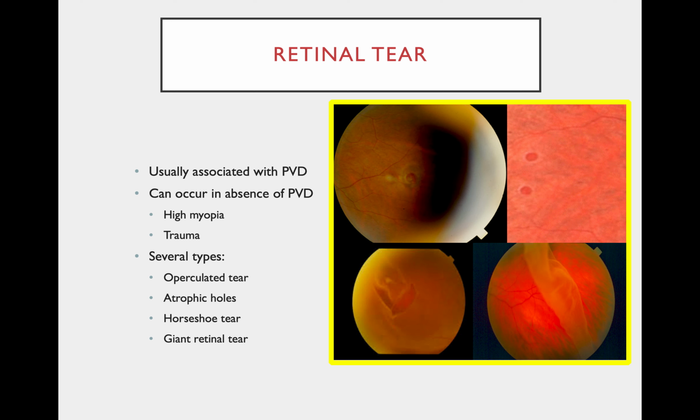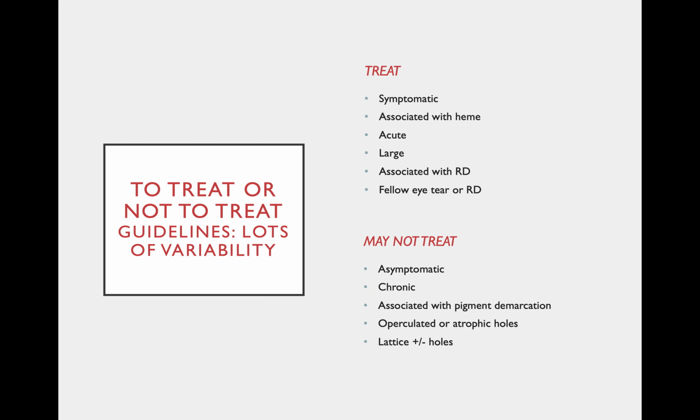The upper right-hand picture shows two atrophic holes. This is usually a highly myopic eye where the retina is stretched, and you get these sort of stretch holes. The bottom left picture shows a more typical horseshoe tear with associated subretinal fluid. This actually is a retinal detachment. And then the bottom right picture shows a giant retinal tear. This is a huge tear involving various clock hours, and this can only be fixed surgically.